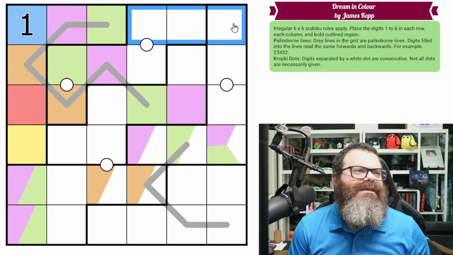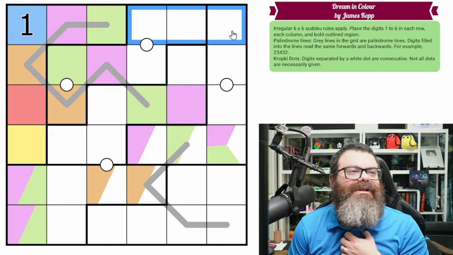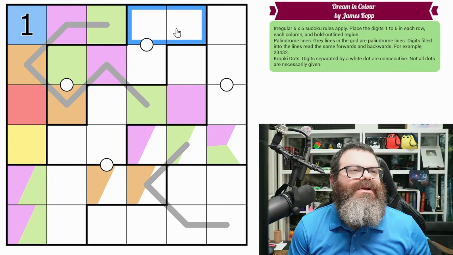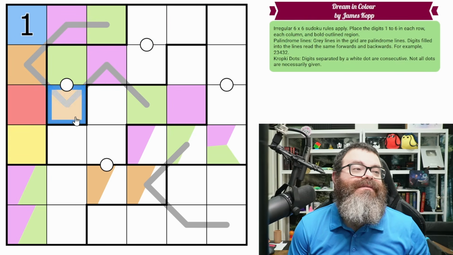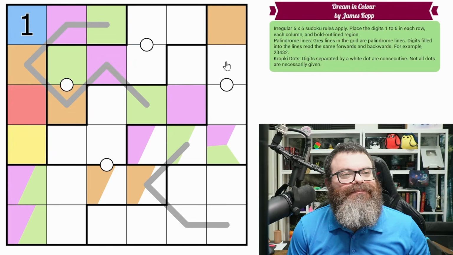So we need a yellow, a red, and an orange in this row. Do we know anything about that? Well, we know the orange is one of these two because of this region. Oh no, this region already has an orange in it. Never mind, that's even better. This region has an orange in it already, so this has to be orange.